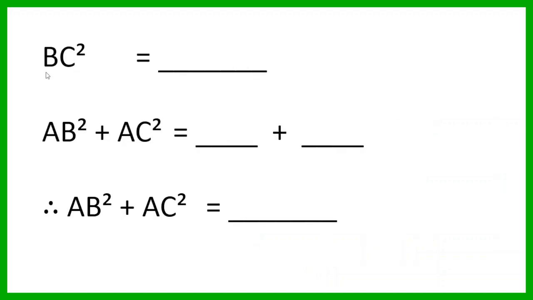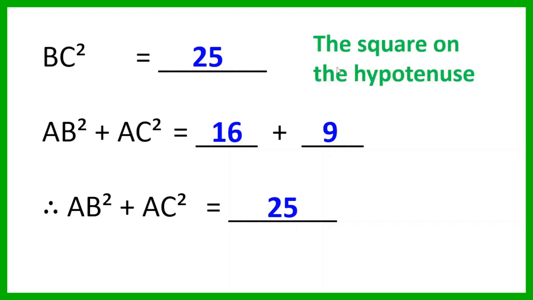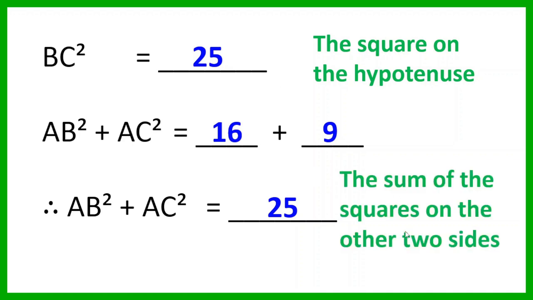Okay, so now I want us to have a look at what happens. If I look at these over here, BC squared, we already know, is 25. Now if we take the AB squared and the AC squared, the squares on the other two sides, not the hypotenuse, where BC is the hypotenuse, these are the right angle sides. They were 16 and 9. What happens if I add those together? 16 plus 9 is 25. Now over here, this is the square on the hypotenuse, and this is the sum of the squares on the other two sides. Sum meaning that they've been added together. So if you look over here, BC squared is 25, and AB squared plus AC squared is also 25.